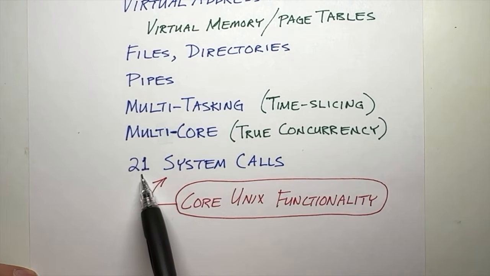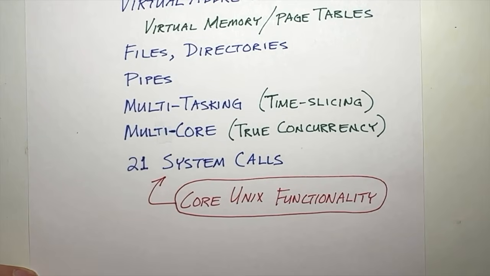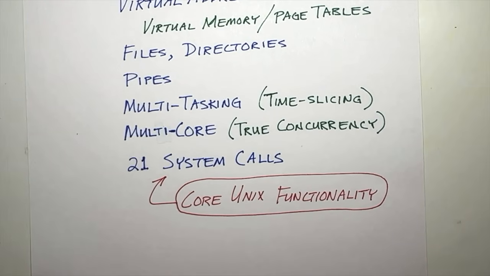There are 21 system calls implemented by xv6. Production Unix and Linux systems have more like 300 or even 500 system calls. But these 21 system calls are the important ones. They provide the key functionality and demonstrate the core ideas of Unix and Linux.